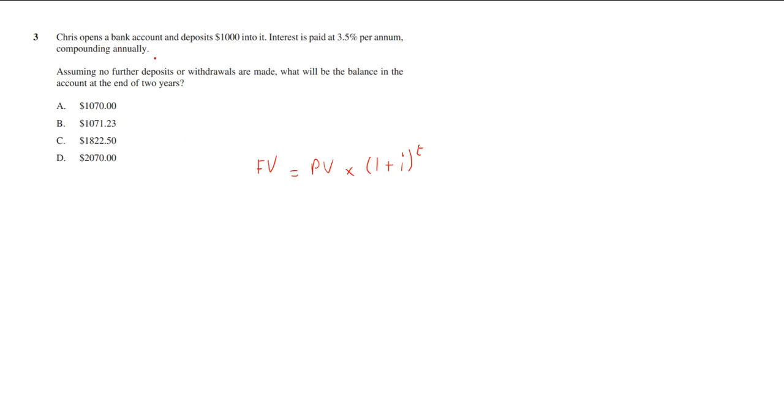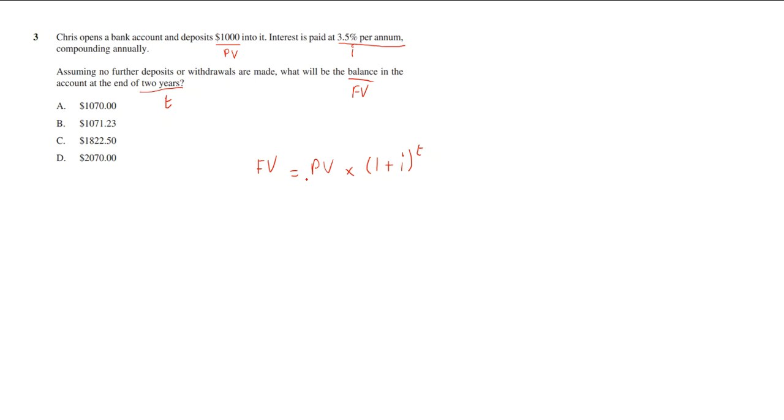So what are we given in this question? We are given that he's opening a bank account with a deposit of $1,000, which means today the value is $1,000. So we have the present value. Interest is paid at 3.5% per annum. So we know the interest, which is 3.5%. So this is i in the formula. And no further deposits or withdrawals are made. And what they're asking is the balance at the end of 2 years. So 2 years is the t in this question. And they ask the balance at that time, so future value.